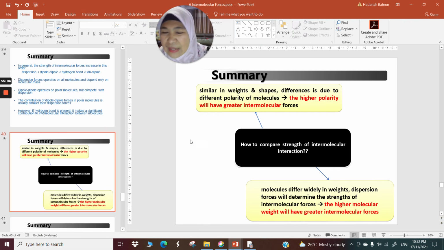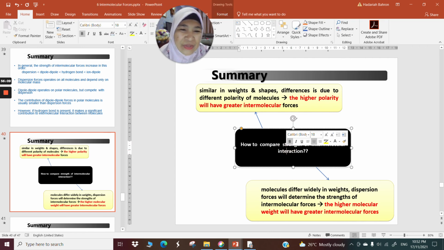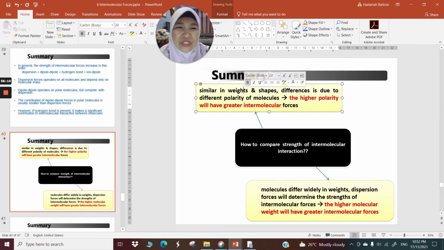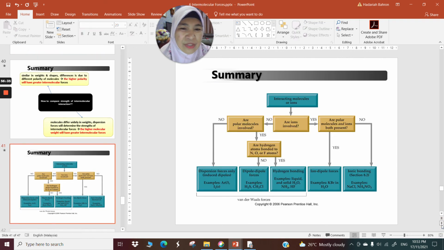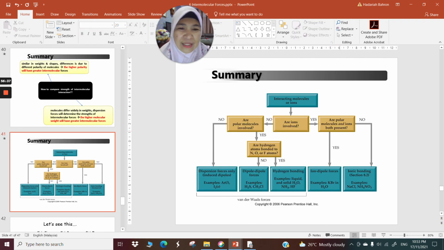So many summaries in this slide. So how do you compare the strength of intermolecular forces interaction? For similar weight and shape, the difference is due to polarity. The higher the polarity, the greater the intermolecular forces. For molecules that have different weight, the dispersion force will determine the strength of the intermolecular forces. The higher molecular weight will have greater intermolecular forces.